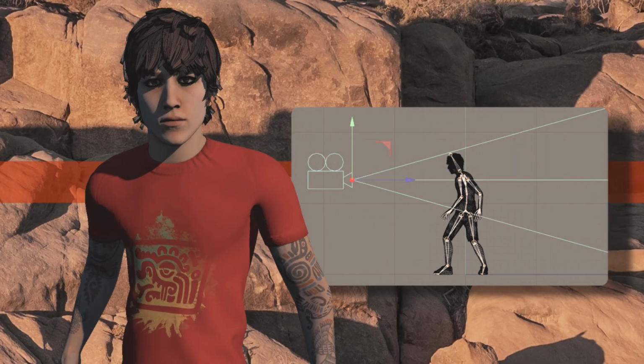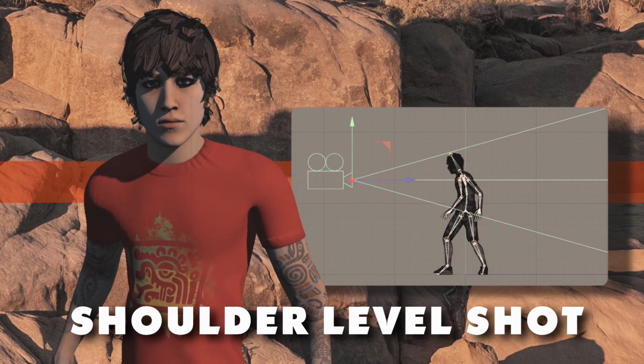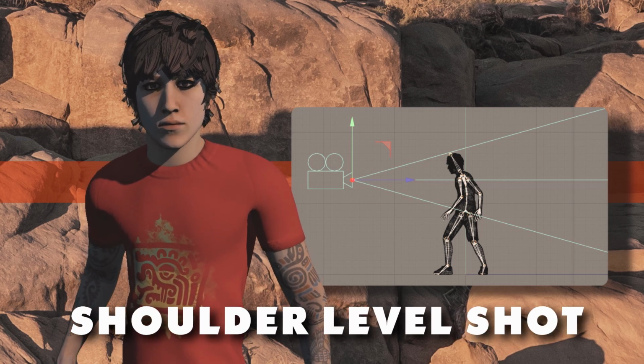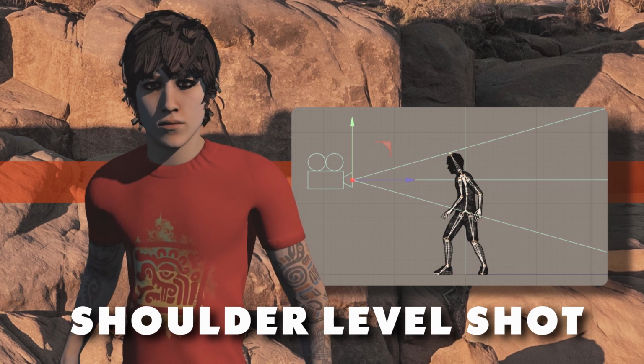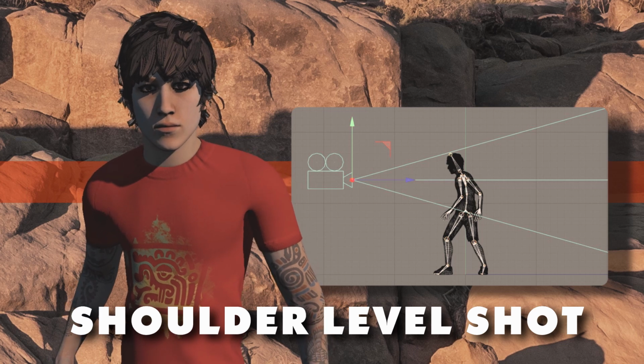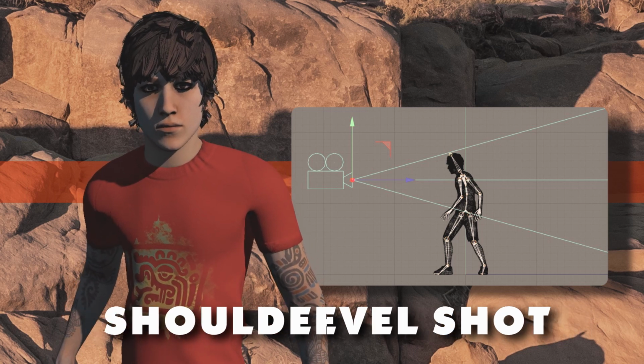Now if we lower the camera to Dustin's shoulders, we have to pull it back a little further, and now Dustin's head is in the top part of the frame and his shoulders are in the center. This is called a shoulder level shot. And this is used more commonly in film than the eye level shot because it makes actors look a little bit taller in the frame.